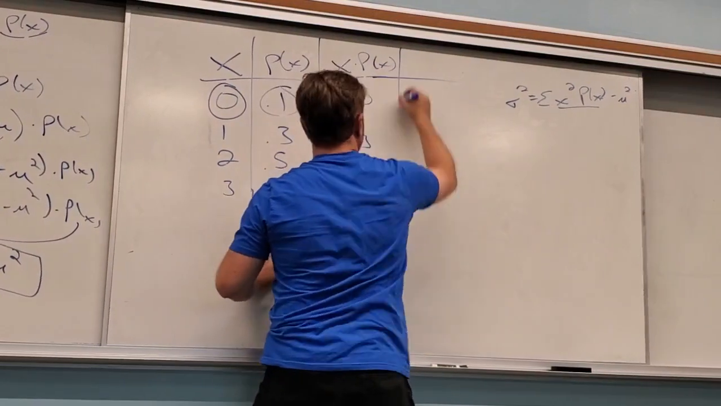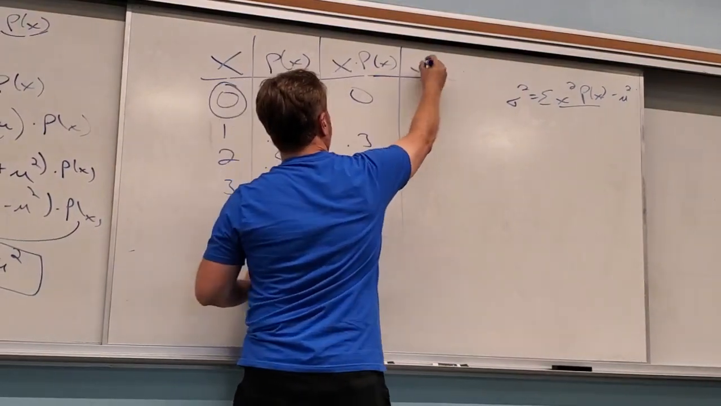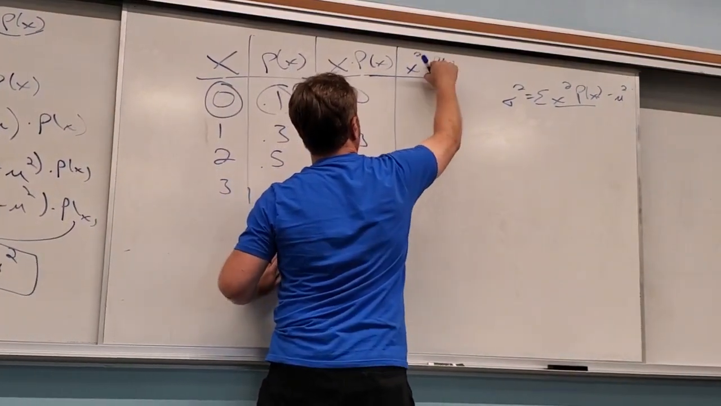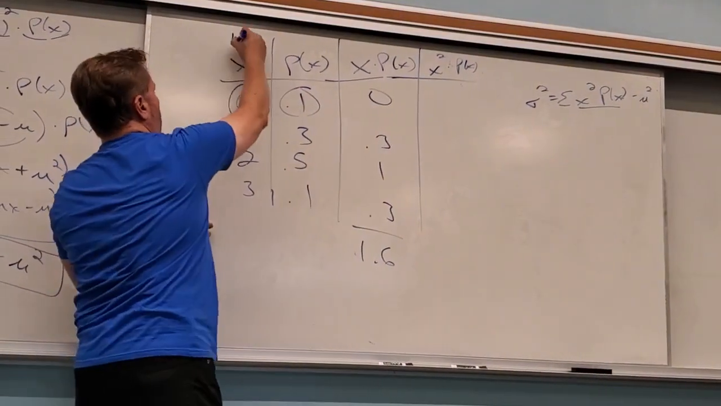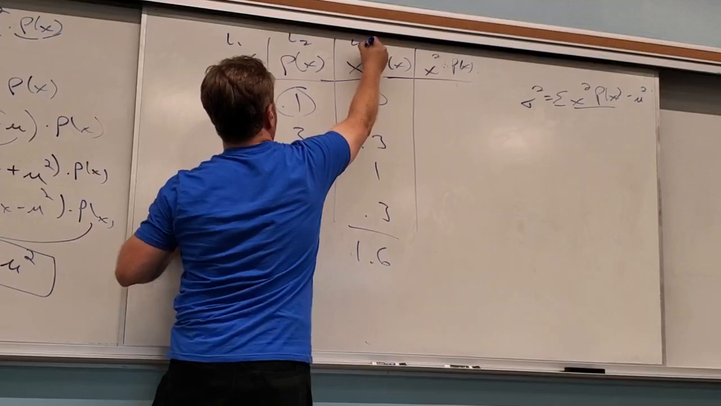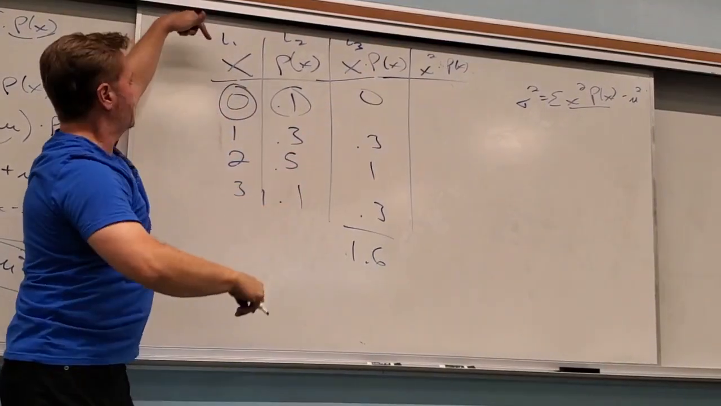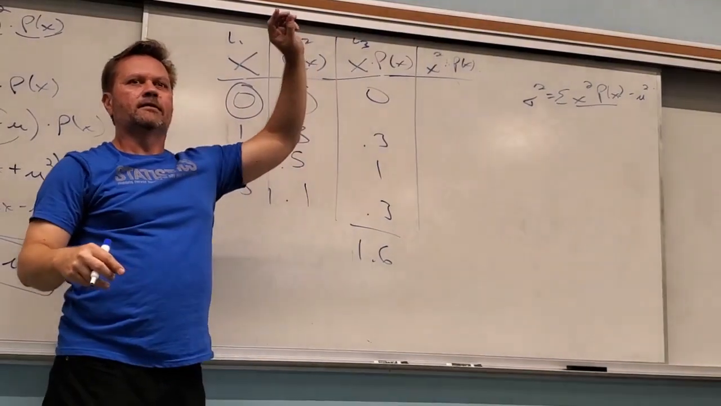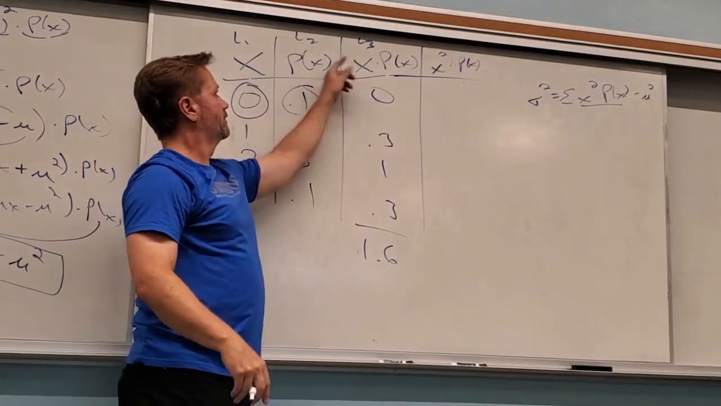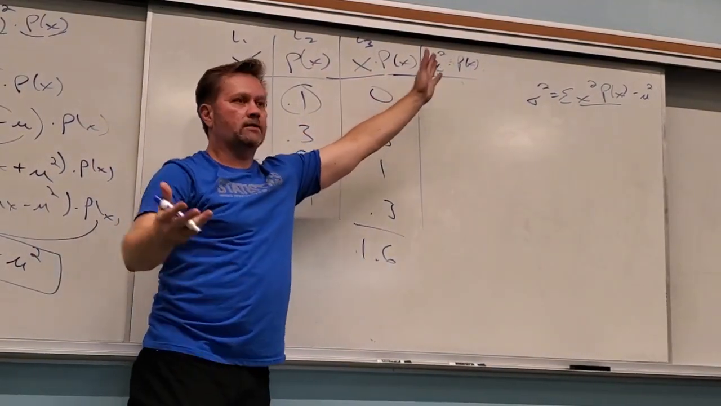Don't I already have x p of x? Yeah. So to get x squared, let me see if you guys are cool with this. There's two ways to do it, but the way I do it is this. I just take L1 times L3. What's x times x p of x? What's x times x, times p of x? Isn't that x squared p of x?